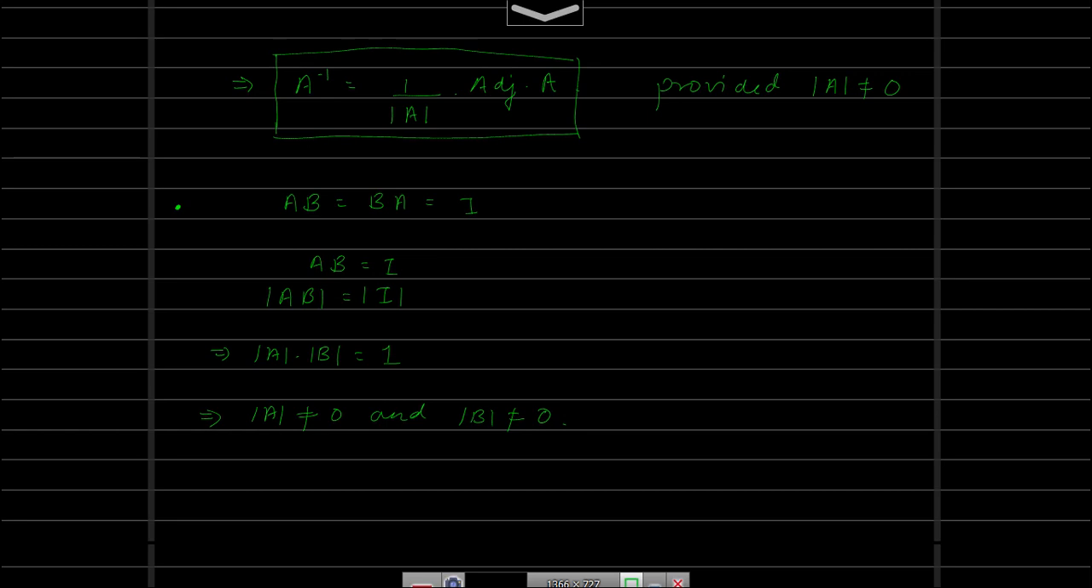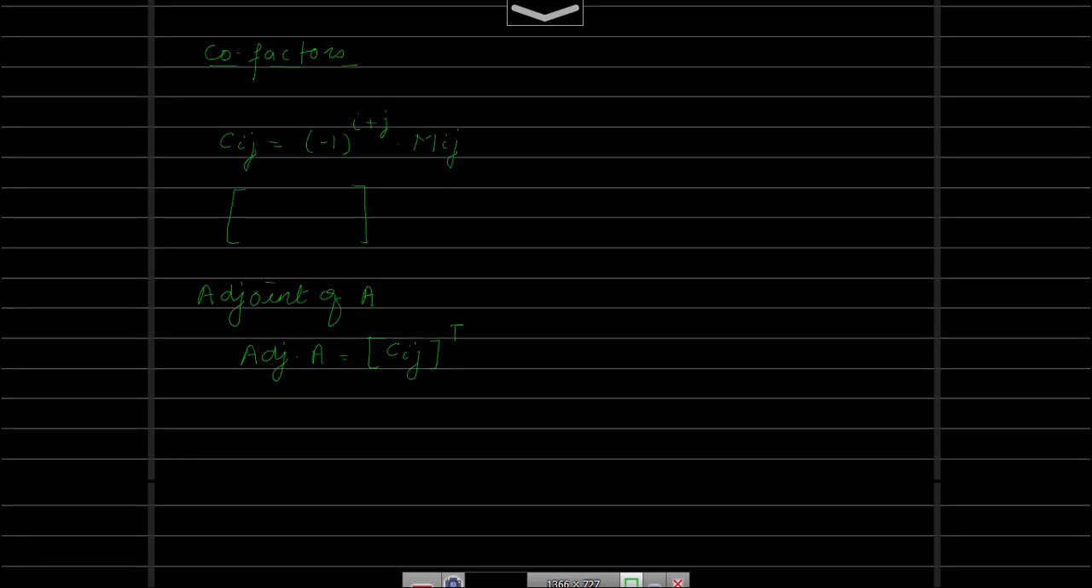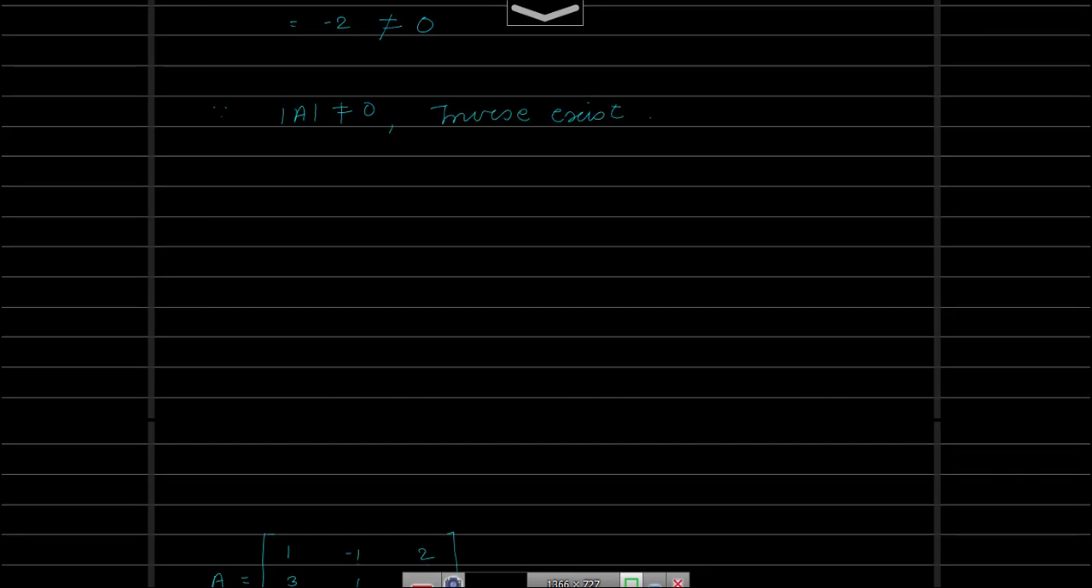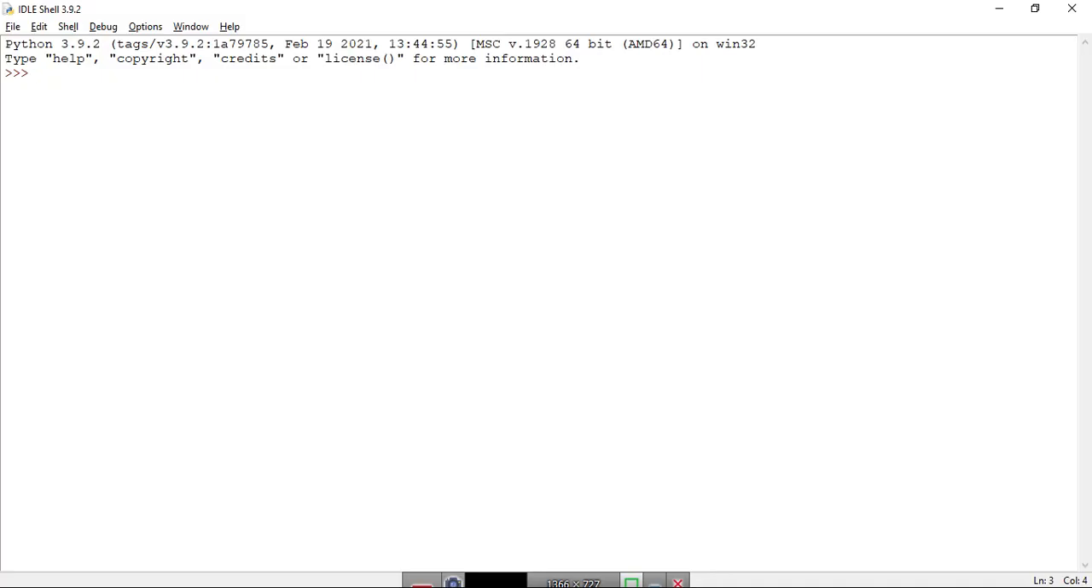We defined something called a minor. Using minors, we define cofactors. Using the cofactors matrix Cij, we take the transpose of that matrix and say that this is nothing but the adjoint of A. We have seen an example and found the inverse of the matrix too. So let us write the program to get the inverse of a matrix by using Python.